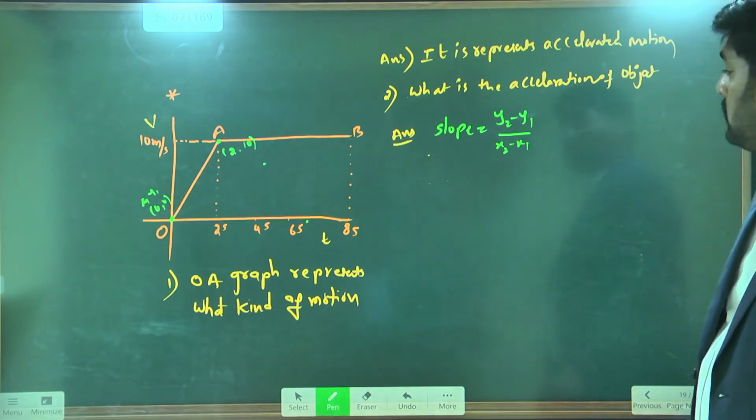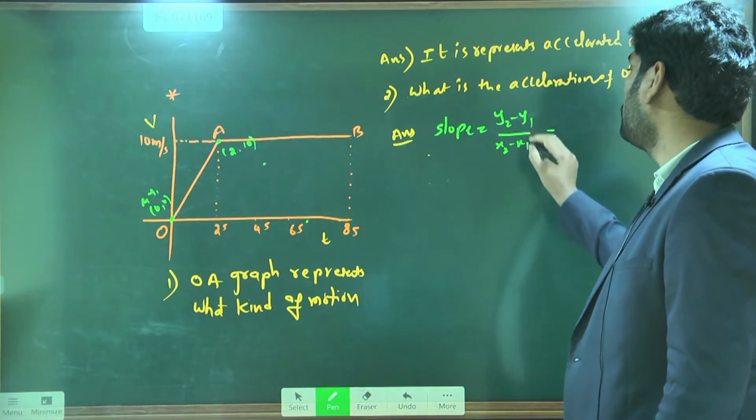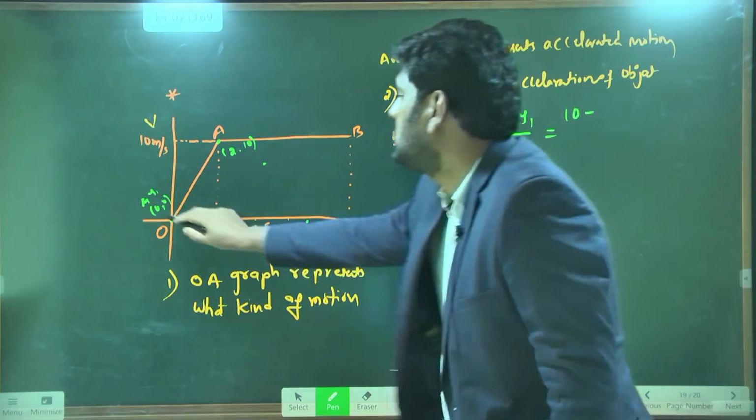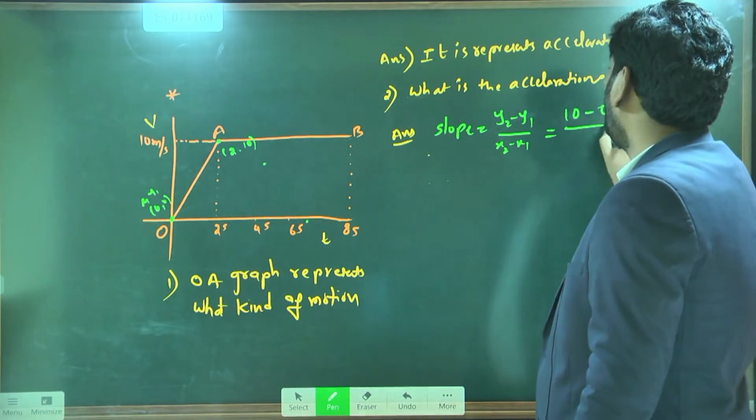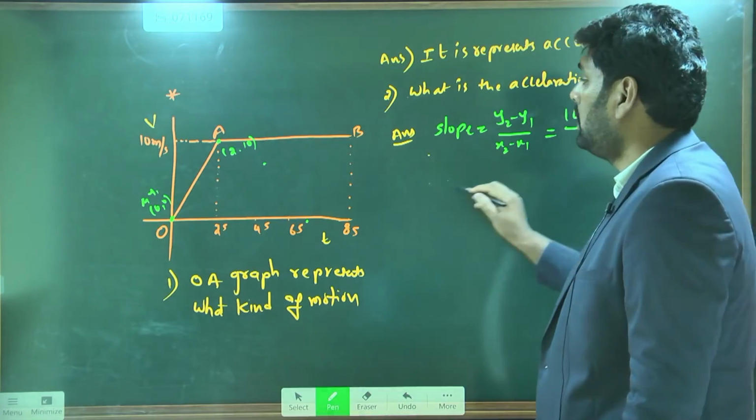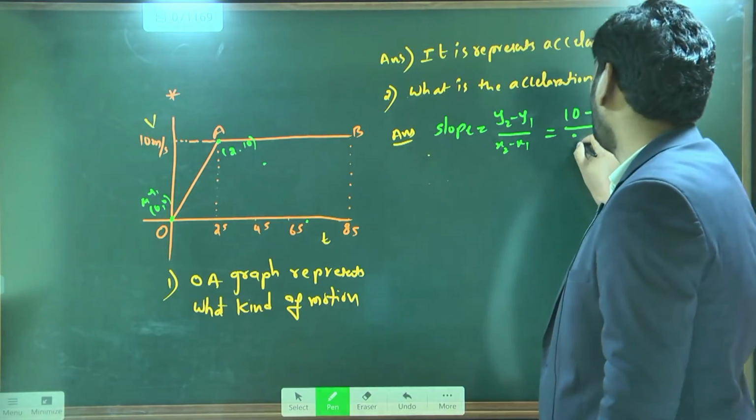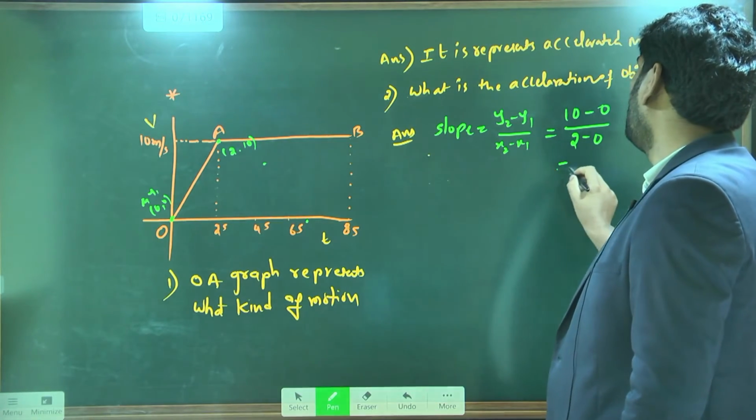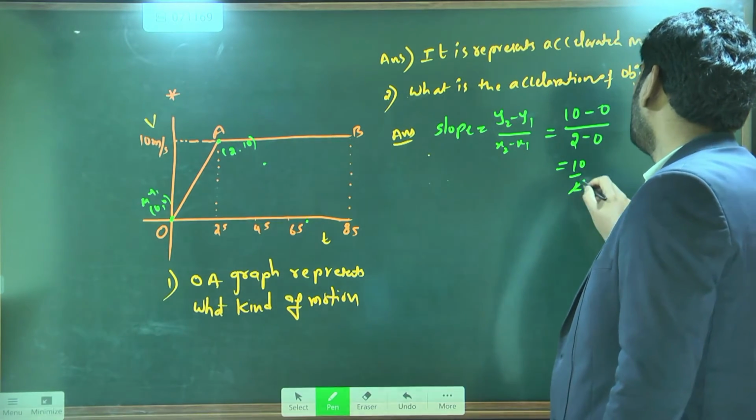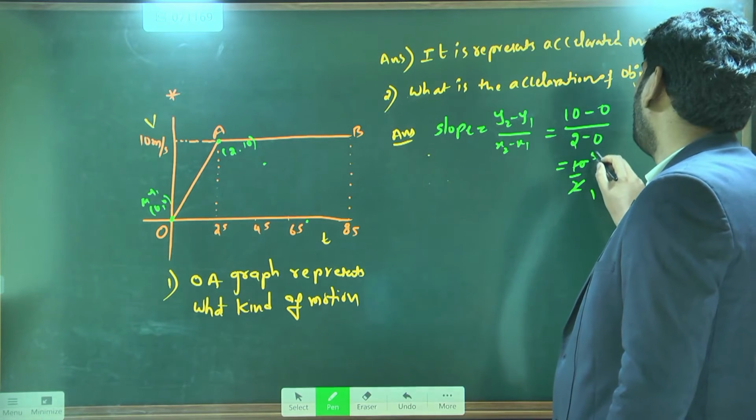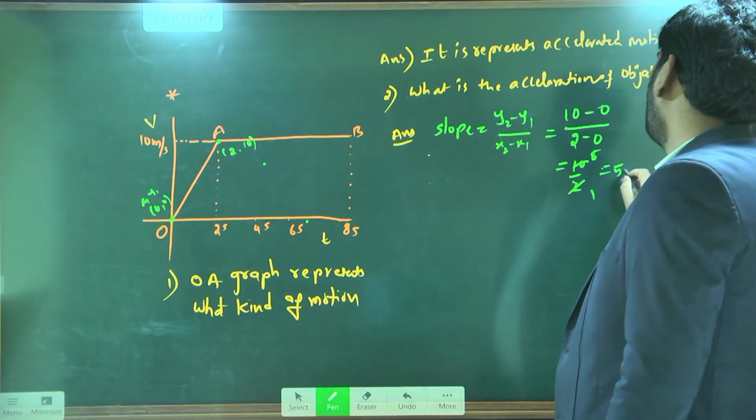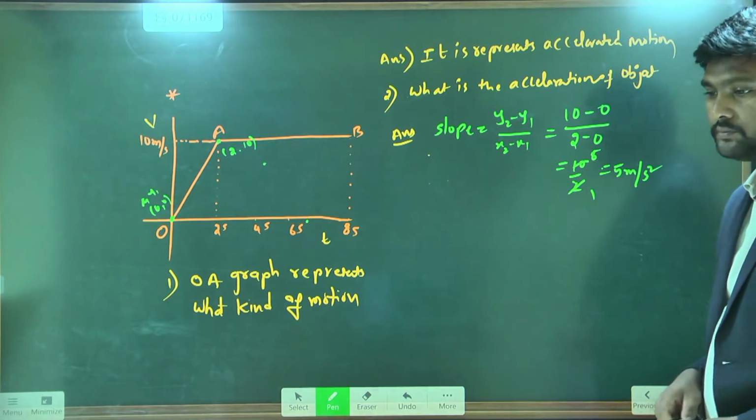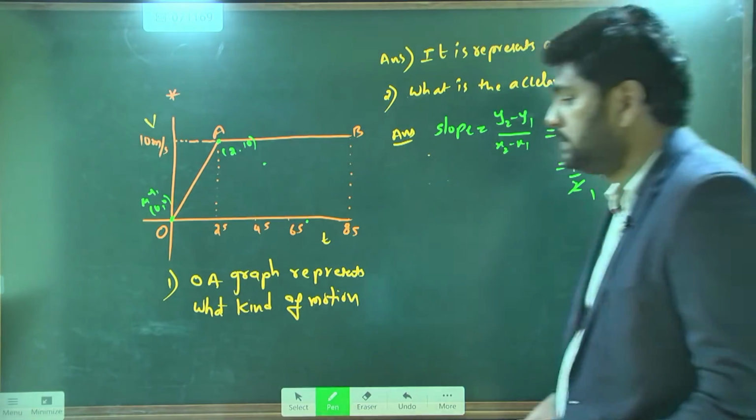So that is y2. Now if I apply this same thing, y2 minus y1. Here y2 is 10, minus y1 which is 0, by x2 minus x1. x2 you can take 2, y1 you can take 0. Finally, 10 by 2, which is 5. So here the answer is 5 meter per second square, the acceleration it is having. Understand? Yes, sir.